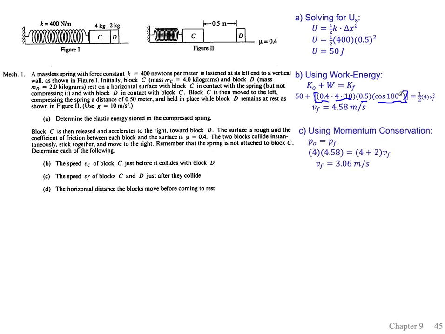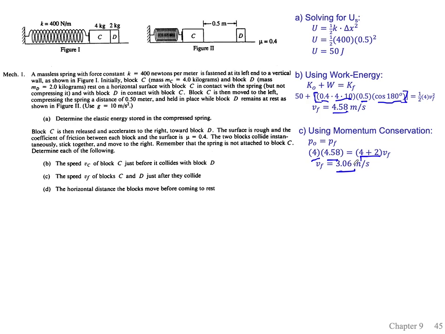Well, now we can use momentum conservation. We know the 4 kilogram block that we just solved was just moving at this speed that we just found up here. And after they stick together, the mass is going to be 6 kilograms times the final velocity. And so our final velocity should be 3.06.